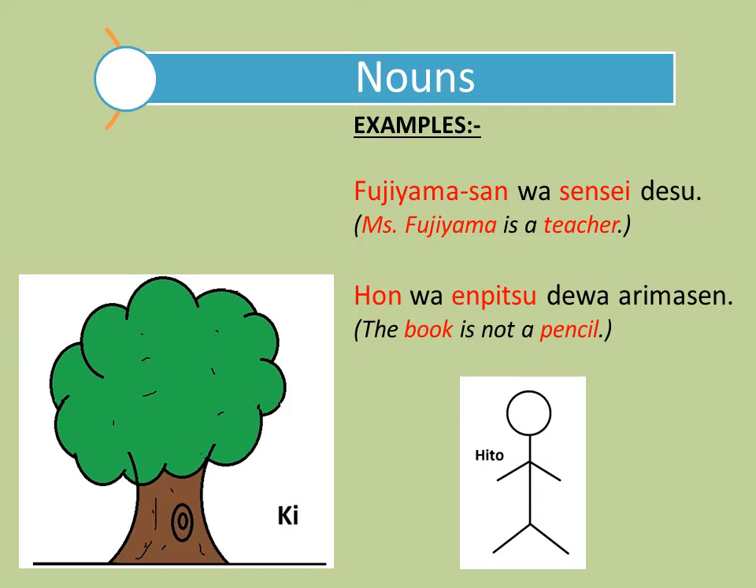In English, we have the subject and object. So they both play the same role respectively. Fujiyama-san is the subject and sensei is the direct object.